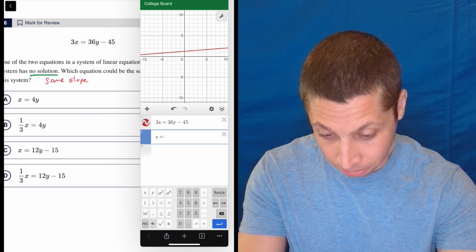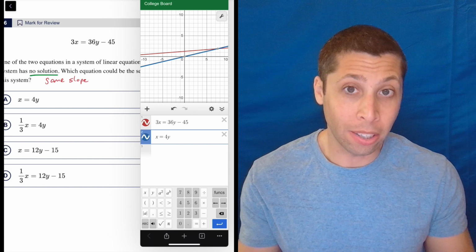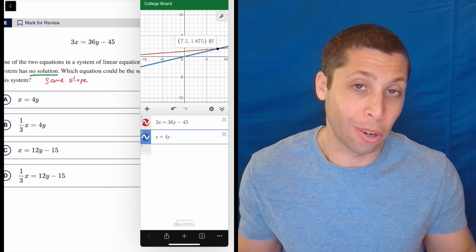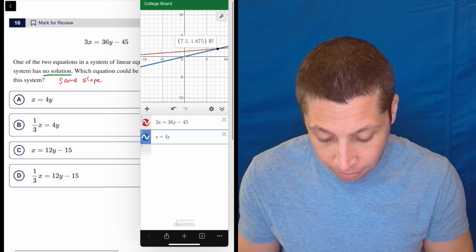So x equals 4y. No, clearly those are not parallel, right? They have one solution. We can see it right here. So no good, that gets rid of A.